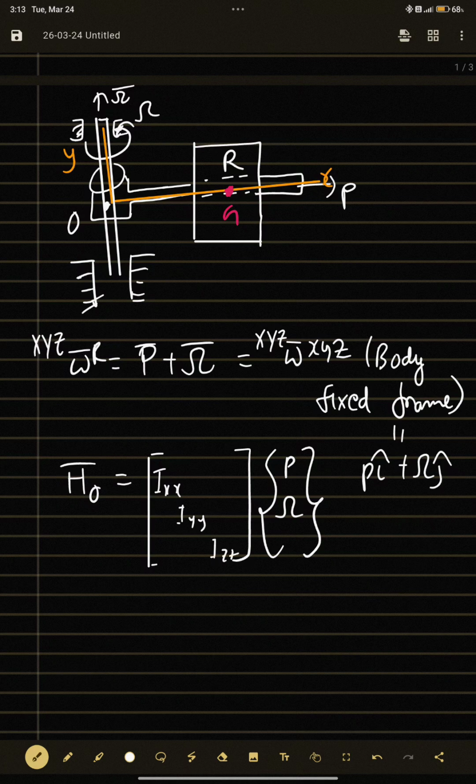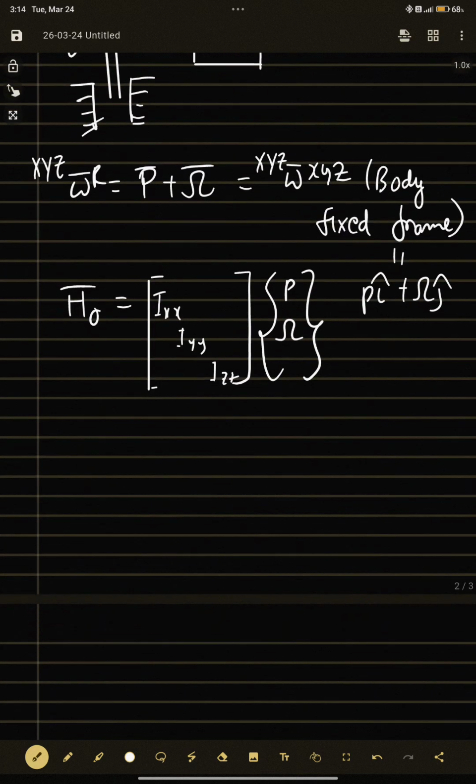In the body fixed frame of reference, if you want to conceptualize this angular momentum, now this is finally a vector. You can write the vector as Ixx P i cap plus Iyy sigma j cap. Yes, you can use the transfer theorem also. So you can write angular momentum about this set of axes centered at G, and then you use the transfer theorem. But if you don't use the transfer theorem, the result is embedded in the parallel axis theorem.